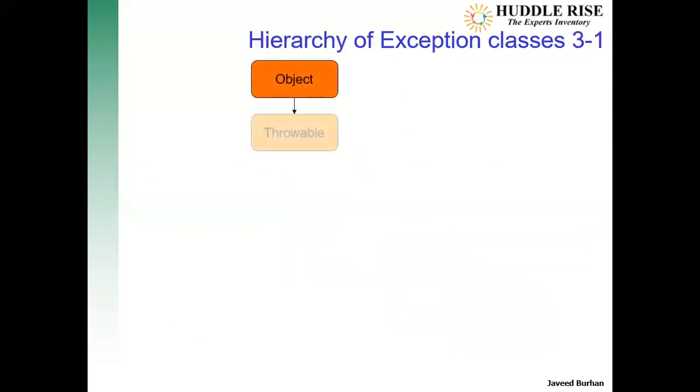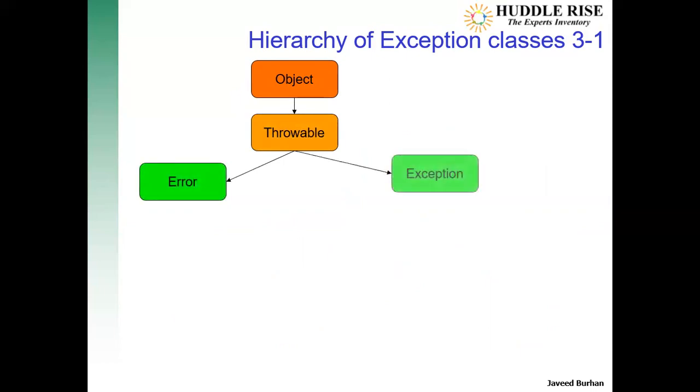When you look into the hierarchy of these exceptions, in Java we have a class called the exception class. This exception class is a subclass of the throwable class, and throwable is a subclass of the object class. Remember, object is a built-in class. Throwable, object, exception, all these are built-in classes in Java. Object is a built-in class which acts as a base class for all objects, including user-defined classes.